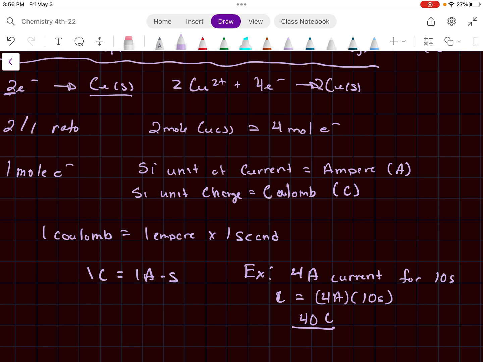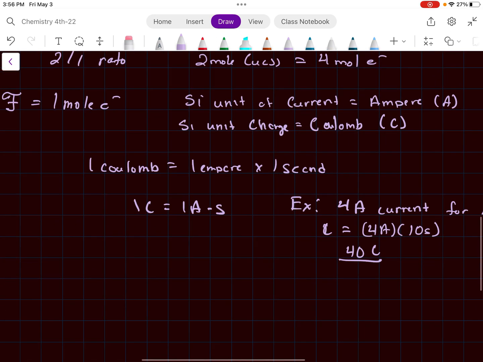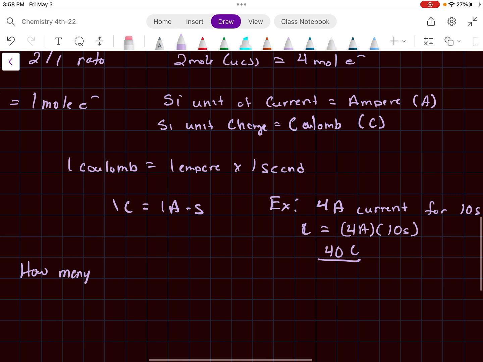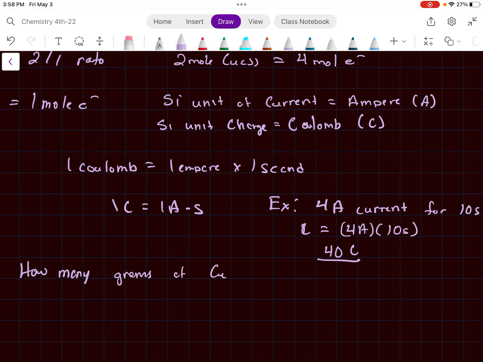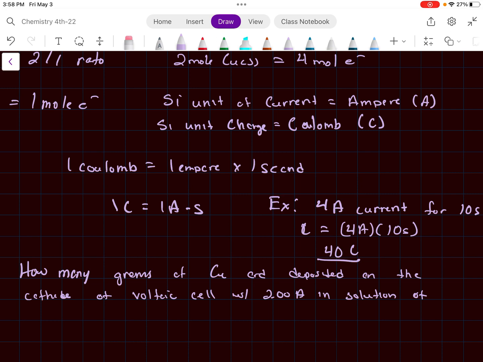So let's take a look at a question that says, how many grams of copper are deposited on the cathode of a voltaic cell with 2.00 amps of current in a solution of copper sulfate for 20 minutes?